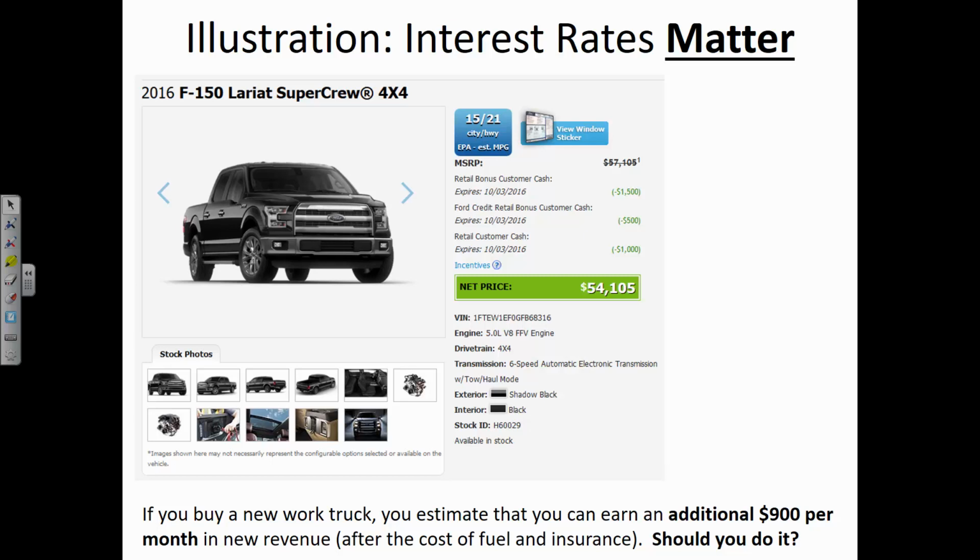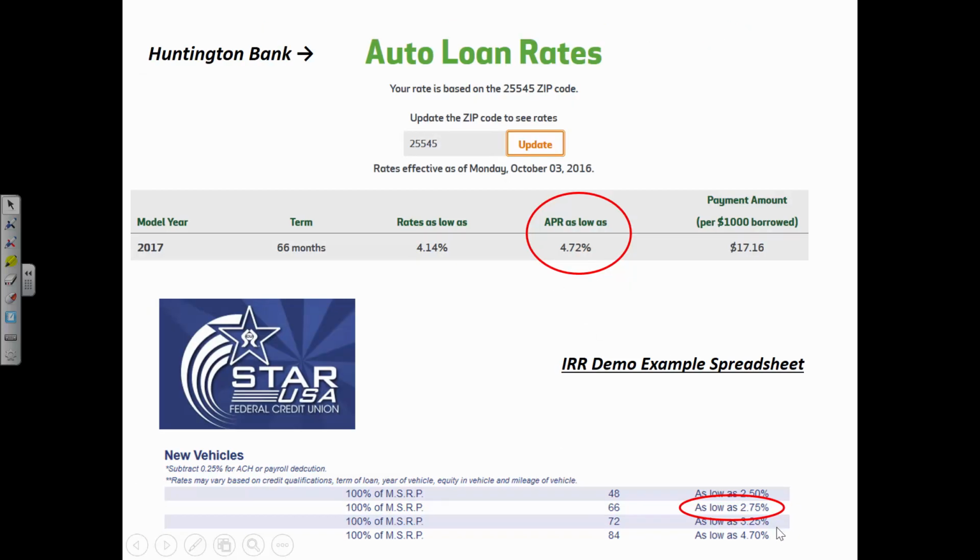So if we were going to draw a cash flow diagram, what that would look like is some initial outflow, $54,105, and then that gets you $900 per month. A equals 900. And what we're going to take a look at is for those 66 months, is it worthwhile, if we go all the way through 66 months. And here's a sneak preview of the answer. Should you do it? It depends on what interest rate you're using to finance the loan.